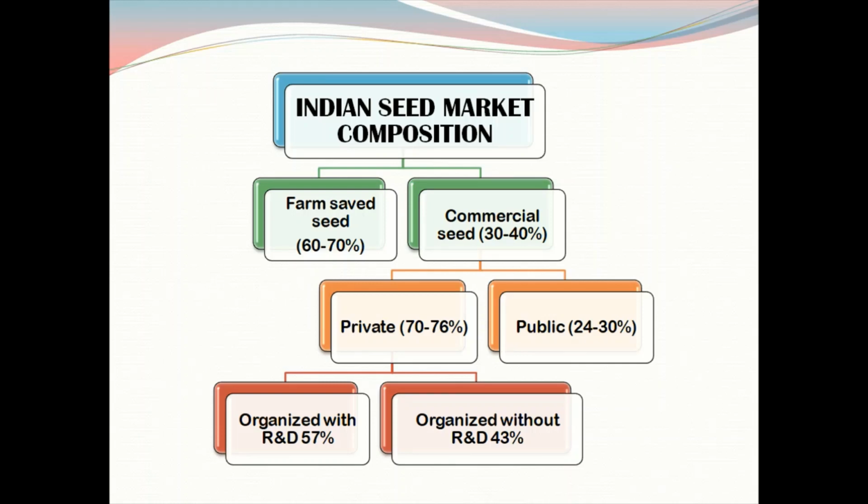The Indian seed industry is run with farm saved seeds by 60 to 70% and commercial seeds by 30 to 40%. The commercial seed is segmented into private and public sectors, which have 70 to 76% and 24 to 30% respectively. The private sector is subdivided into two types. One is organized with research and development, and the other one is organized without research and development, accounting for 57 and 43% respectively.